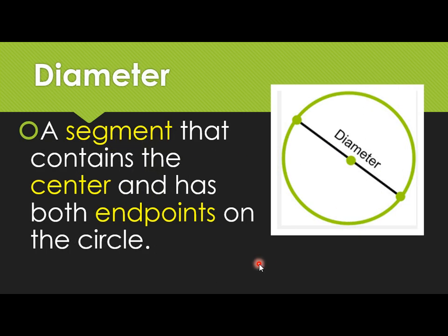Diameter. So a diameter is a segment that contains the center and has both endpoints on the circle. It is a segment. So if this was an A and this was a B, we would call it segment AB, just like we've always been able to name. And it is the segment from one side of the circle to the other going through the center.